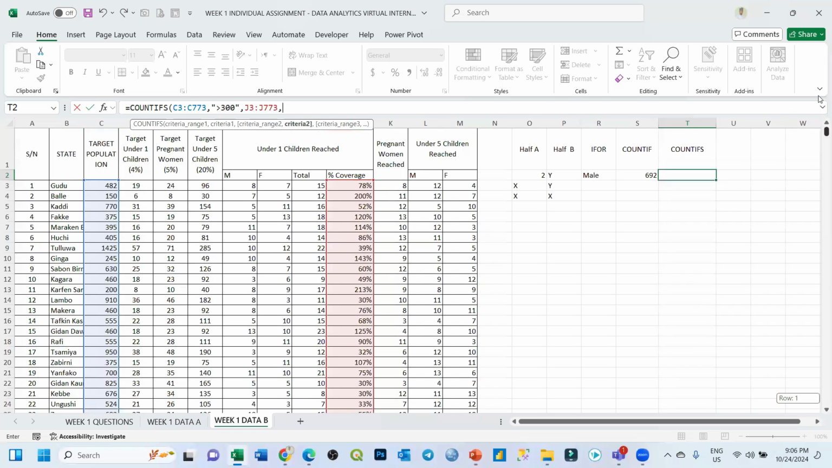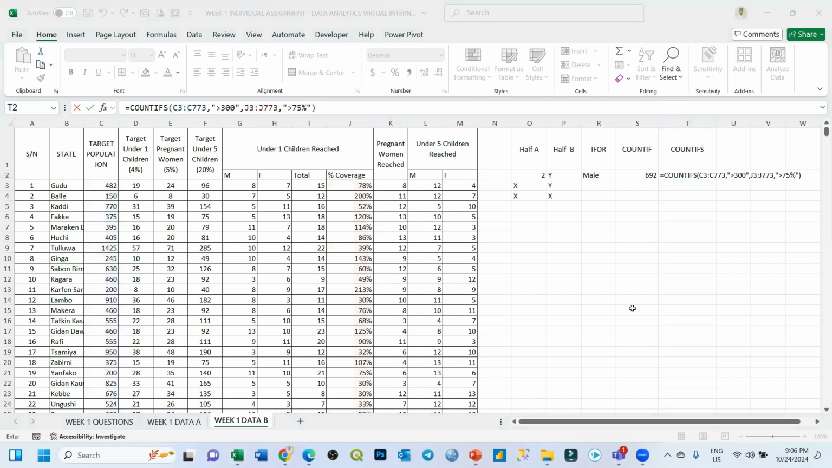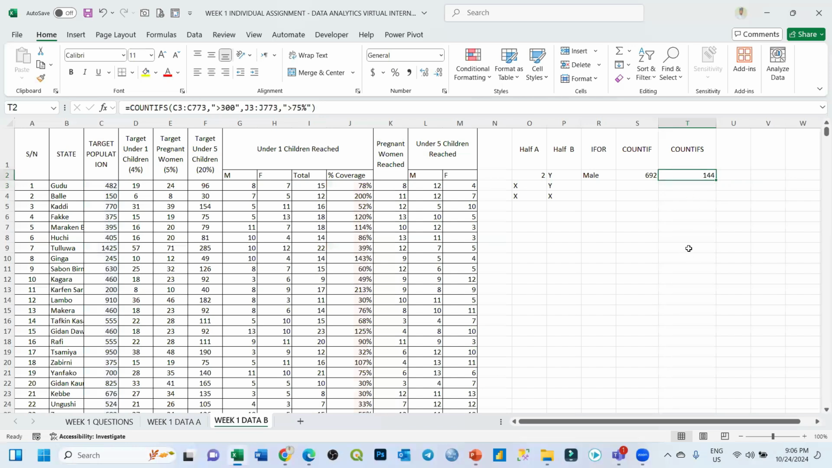Greater than what? 75%. So I'm going to put my double quote, then I'll put greater than 75%. Then I close my double quote and I close my bracket. So now when we press enter, it will return what? It will return the number of states with more than 300 target population and the coverage of under one children of that particular state is more than 75%. So let's press enter. And once we press enter, it will give us what?